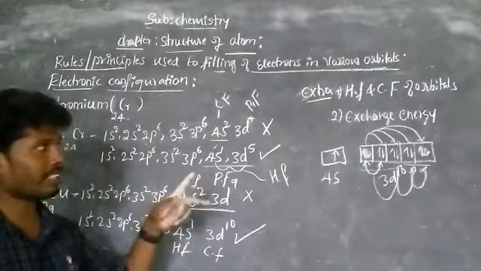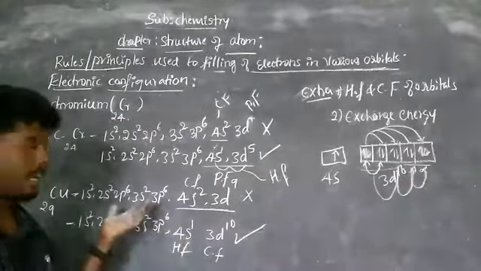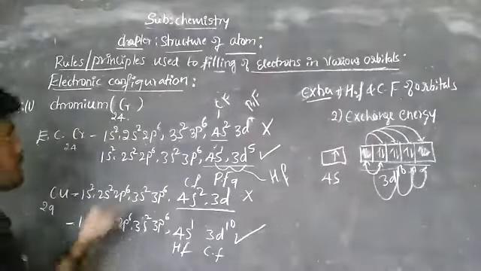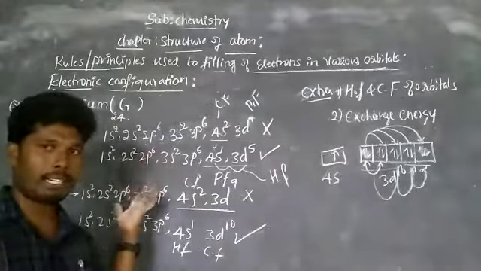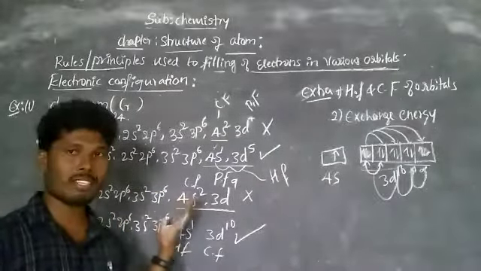These are the 2 factors that lead to the extra stability of electron configuration. For example, we are taking chromium and copper. So here the structure of atom chapter is completed. I will give homework for some questions. You should answer and submit.